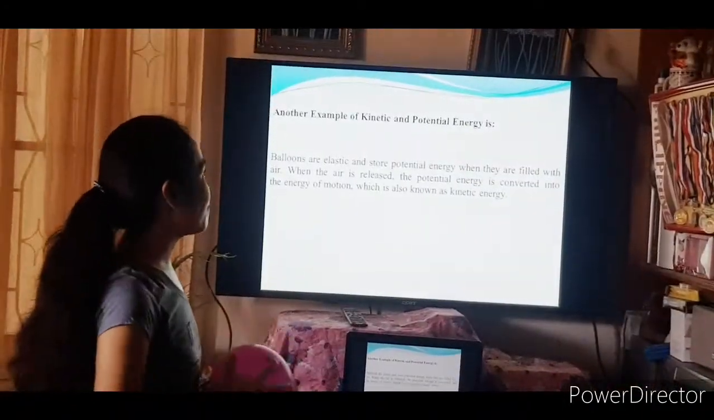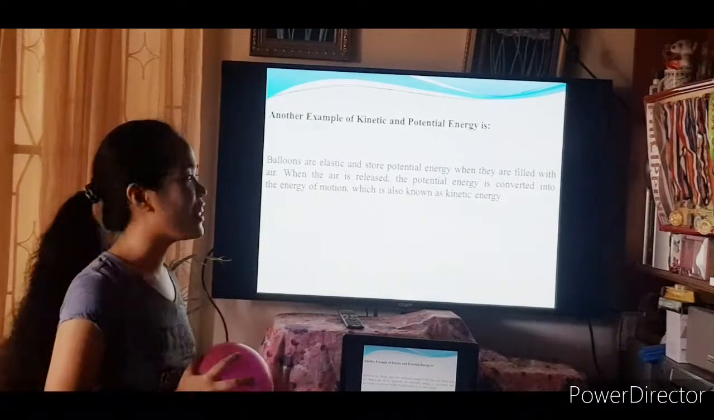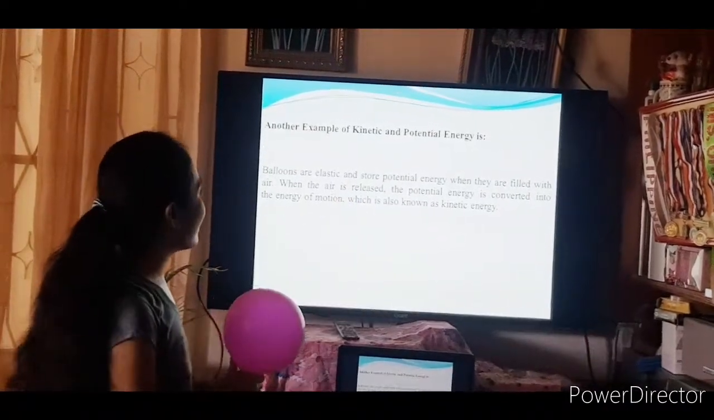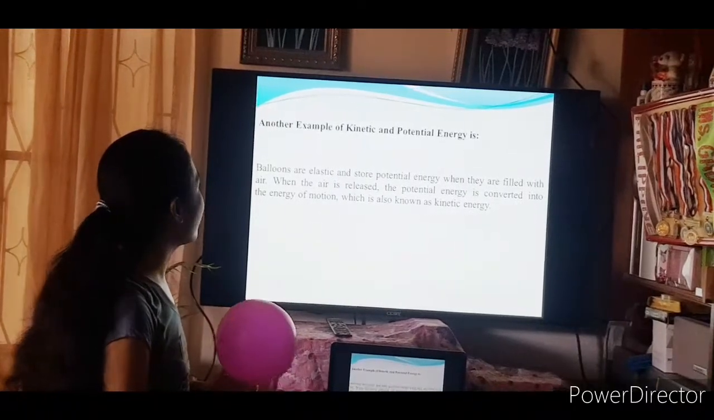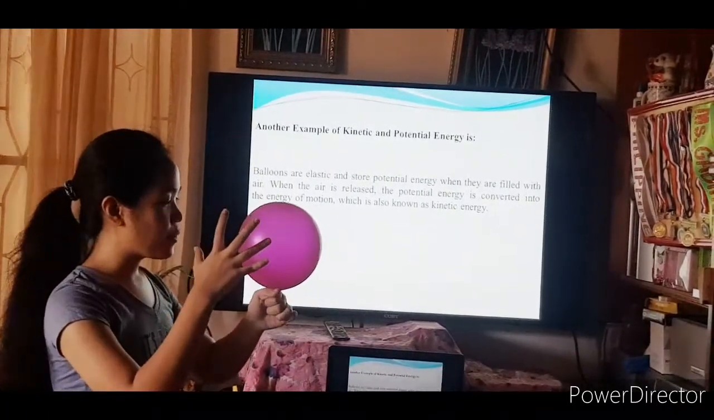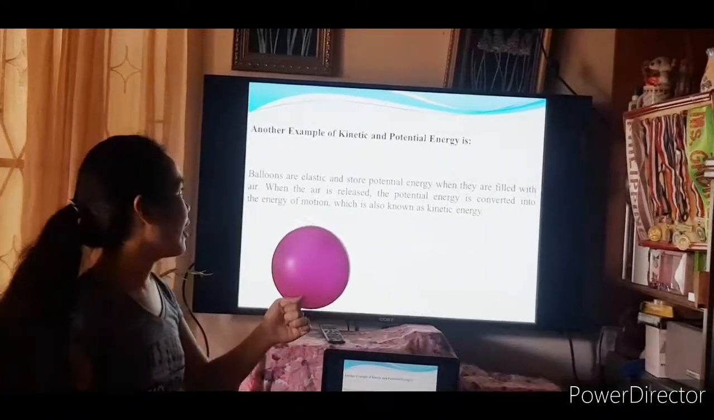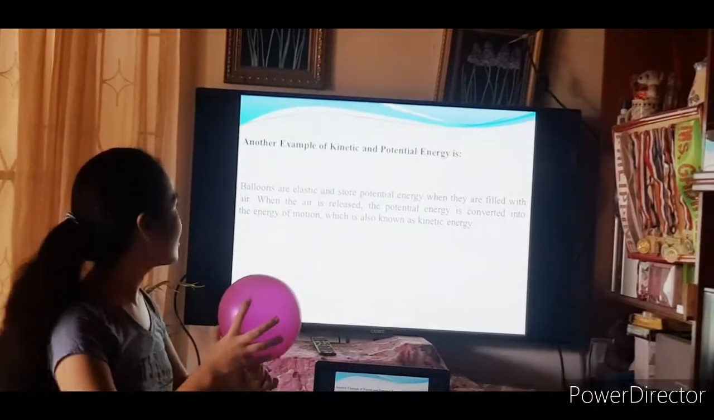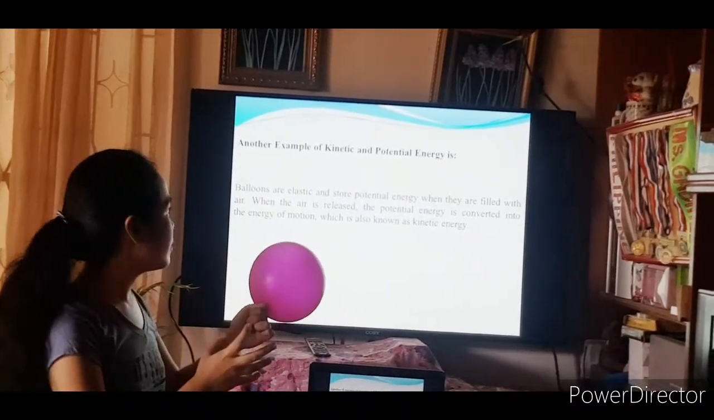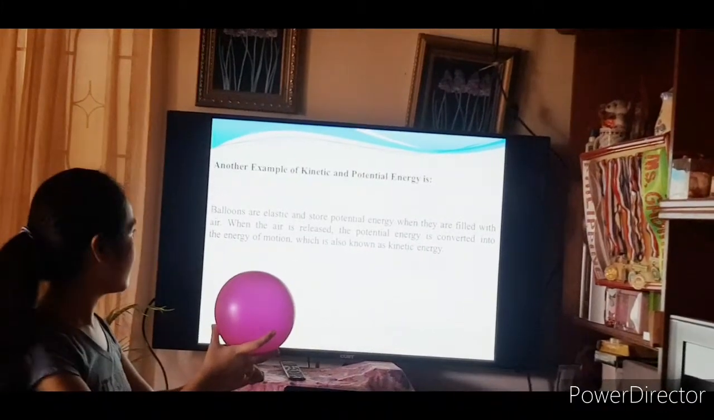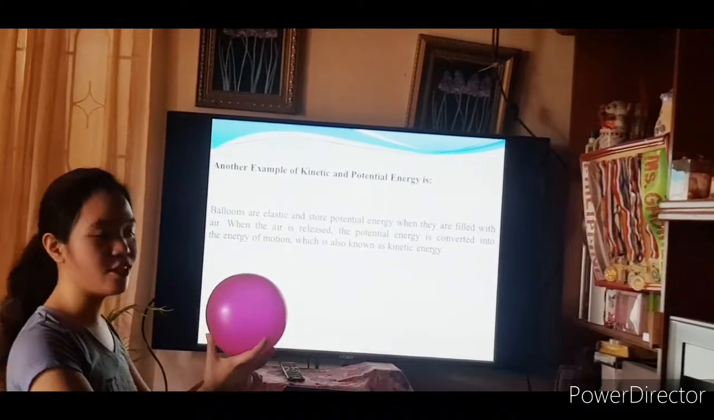Another example of kinetic and potential energy is balloons. Balloons are elastic and store potential energy when they are filled with air. When I filled this balloon with air, I noticed the movement it possessed and how it became this shape. So it's potential energy.